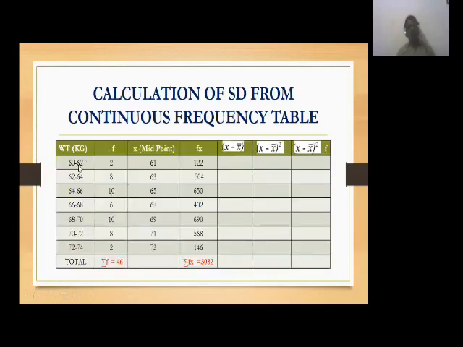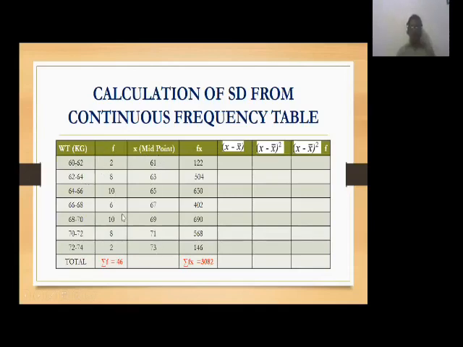So for a continuous frequency table, to find the x value, first we have to find the midpoint. To find the midpoint, add the lower limit plus the upper limit and divide by 2. So 60 plus 62, 122, divided by 2, 61 is the midpoint. First we have to find the midpoint of this series.